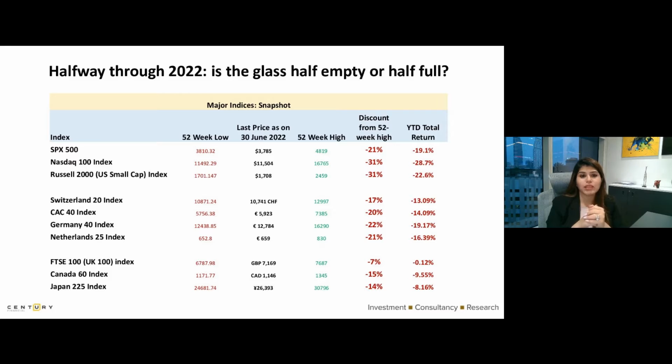On this slide, you can see what has happened until the mid-year of 2022. Now, can anyone over here tell me, when you see SPX 500, what does 500 stand for? It's a famous index in the United States. So when you see SPX 500 or Nasdaq 100 index, what does 100 or 500 in this case stand for?